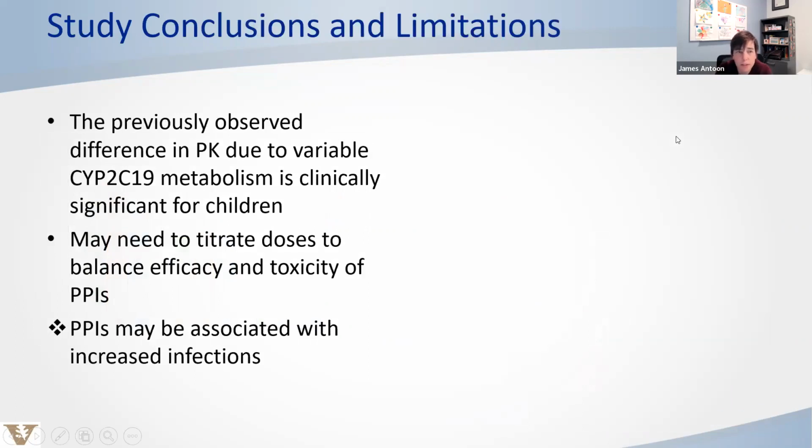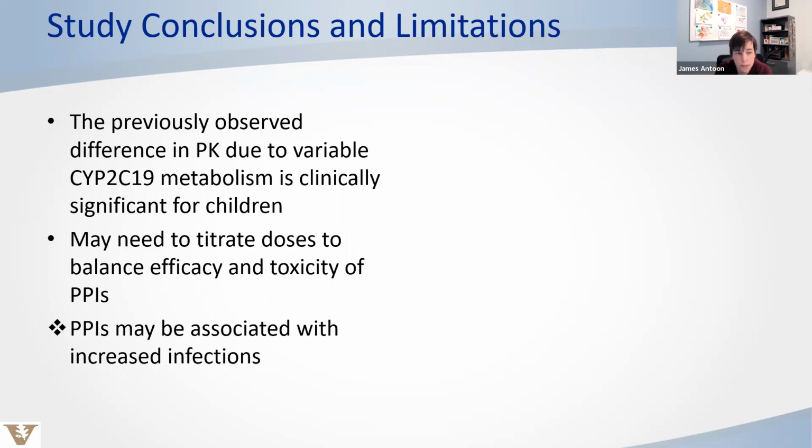So what we learned from this study was that this previously observed difference in PK due to the variable CYP2C19 metabolism did appear to be clinically significant for children at our tertiary care children's hospital, and that we might need to titrate doses to balance efficacy and toxicity of PPIs for kids.